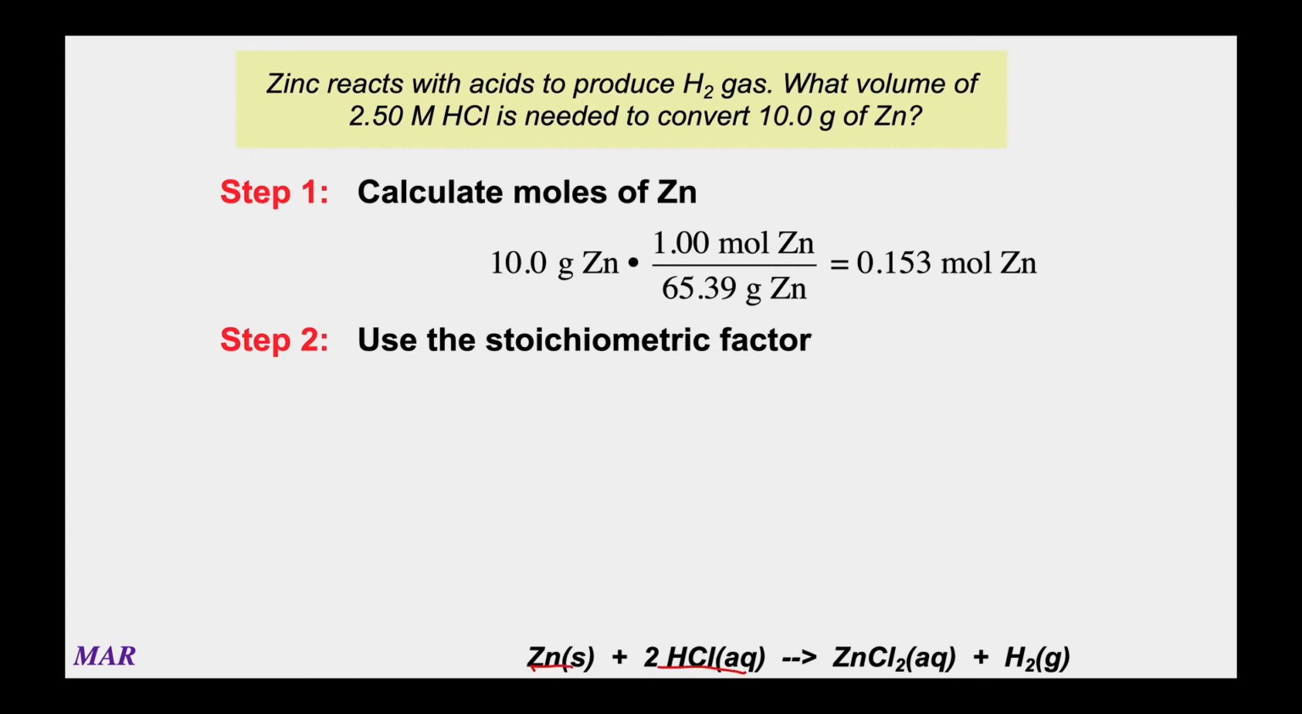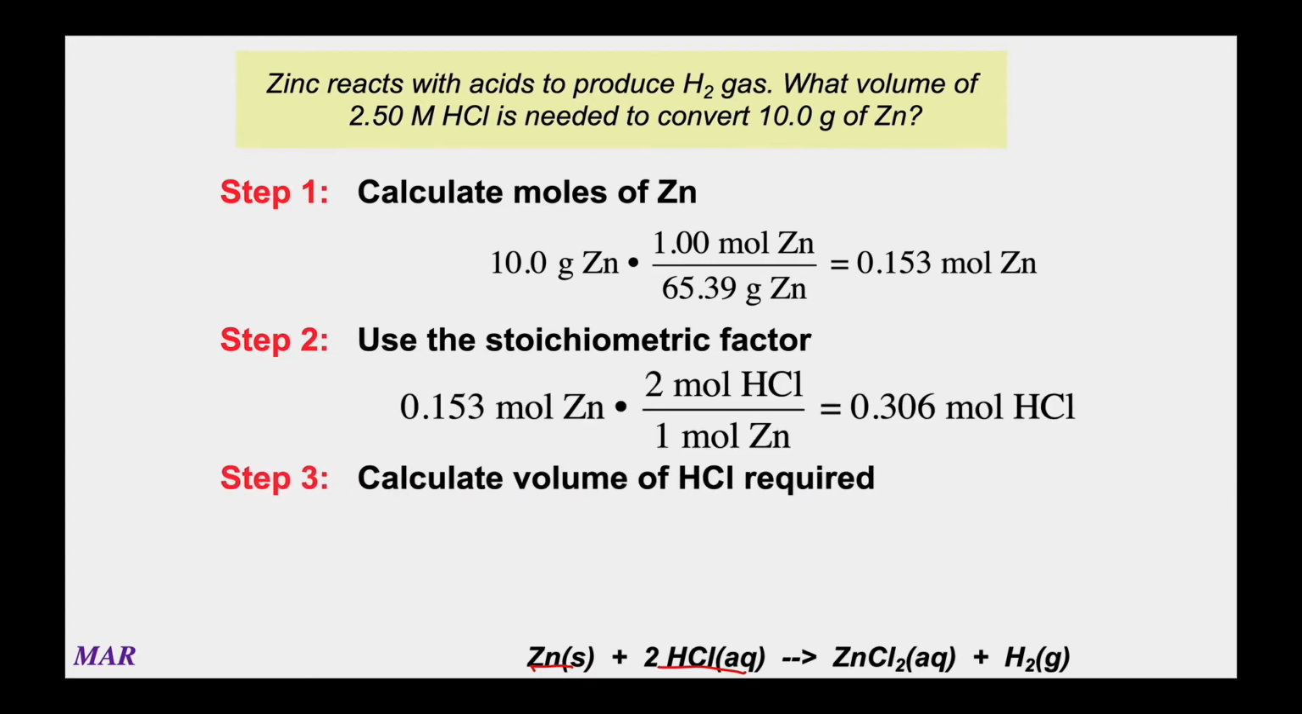Now that we know how many moles of zinc we have, we can use the zinc to HCl relation, which is 2 to 1. 2 moles of HCl are needed per mole of zinc. And if we use that stoichiometric relationship on the 0.153 moles, you multiply 0.153 by 2, and 0.306 moles HCl are needed to react with the 0.153 moles of zinc.